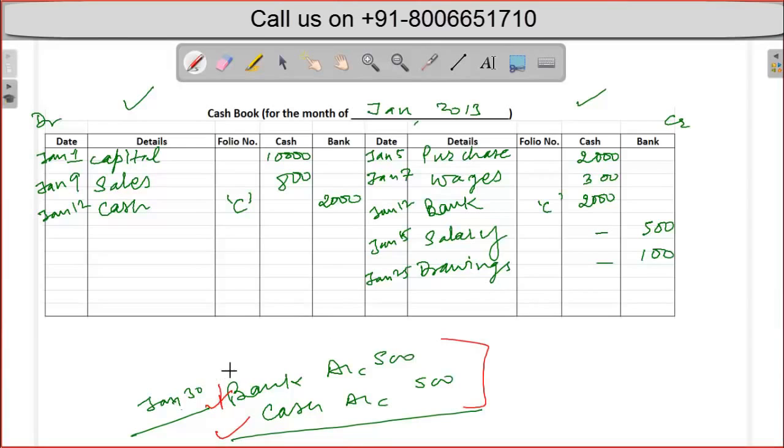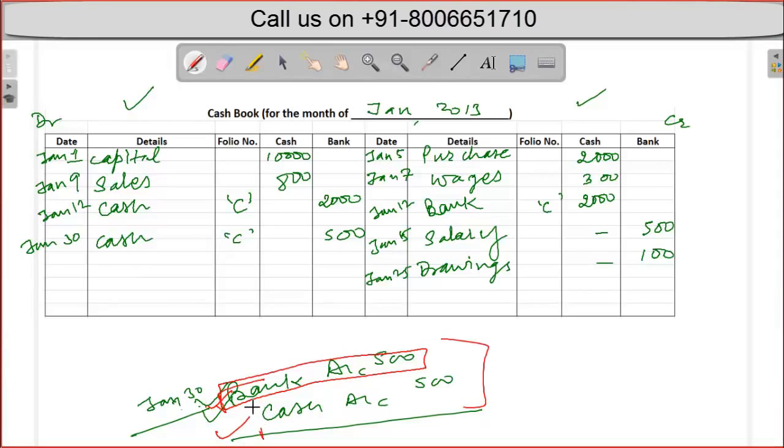Now see, bank account. So first I will record this entry in the bank. So is the bank account debited or credited? Debited, na? So on the debit side, in the bank column 500, and I will write here cash, the name of the opposite account, and January 30, and write down here C, contra entry. Now recording is done in the bank account.